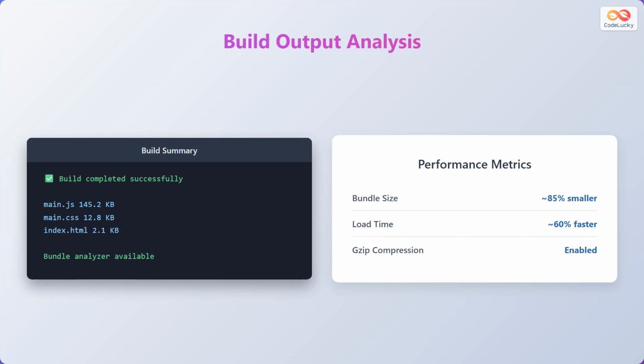After the build process completes successfully, you'll see a summary including the file sizes of the main JavaScript file, main CSS file, and index.html file. A bundle analyzer is also available. As for performance metrics, the bundle size is approximately 85% smaller, load time is approximately 60% faster, and gzip compression is enabled.